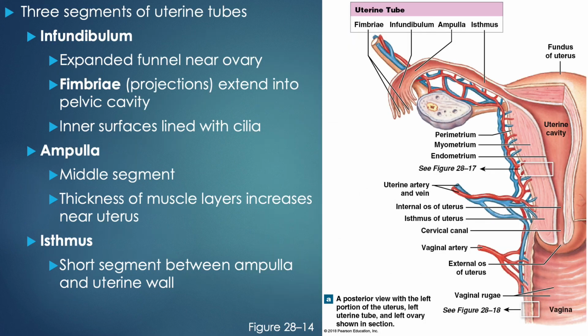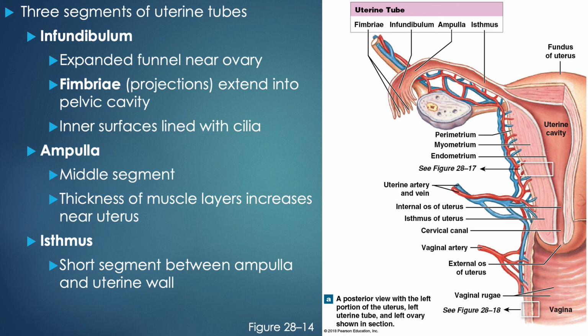The uterine tubes are also called either fallopian tubes or oviducts, and these are just hollow muscular tubes that are about 13 centimeters long, and they will transport the oocyte to the uterus. So there are three segments of the uterine tube: the infundibulum, the ampulla, and the isthmus. So the infundibulum is the expanded component that's a funnel near the ovary.